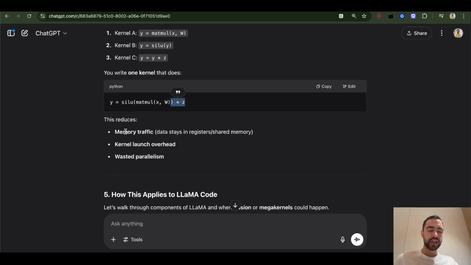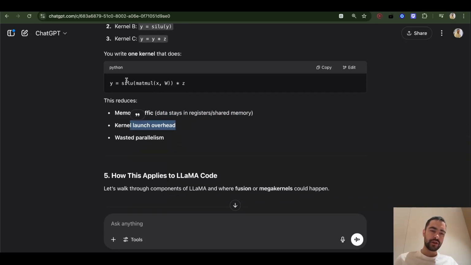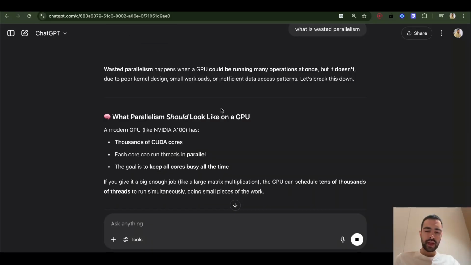So this reduces memory traffic. Data stays in registers and shared memory. No need to move back and forth and then read and write. It also reduces kernel launch overhead, so you just launch this one kernel. And it reduces wasted parallelism. Wasted parallelism happens when a GPU could be running many operations at once, but it doesn't, due to poor kernel design, small workloads, or inefficient data access patterns.